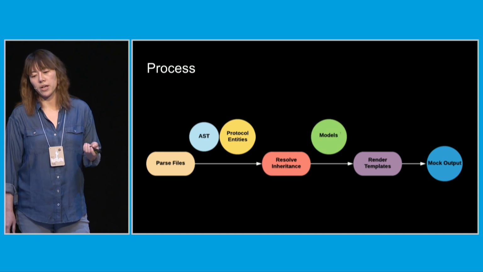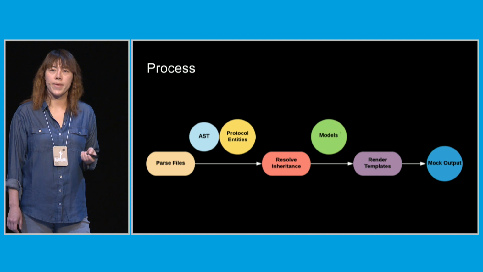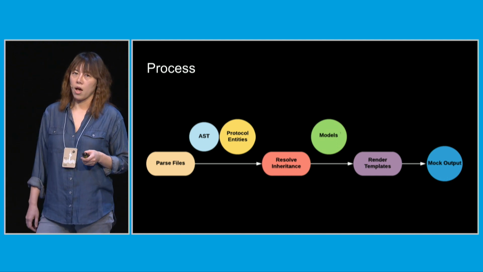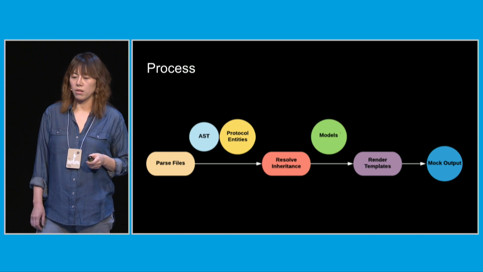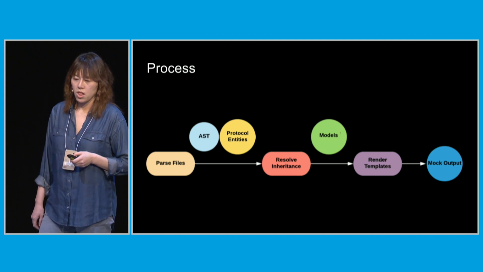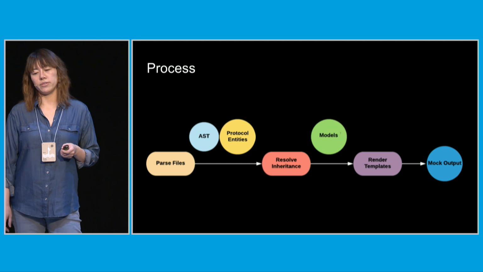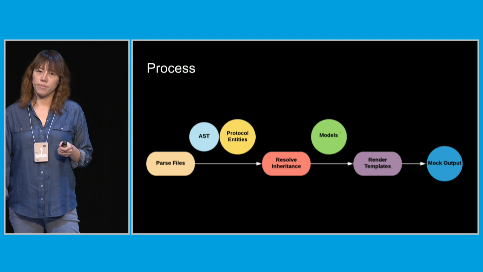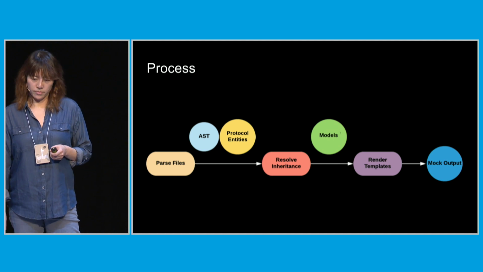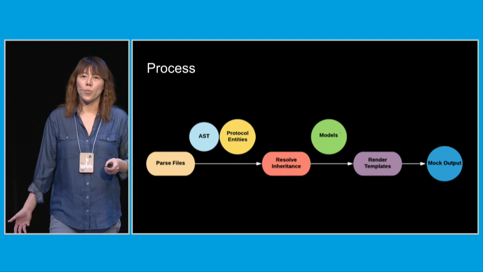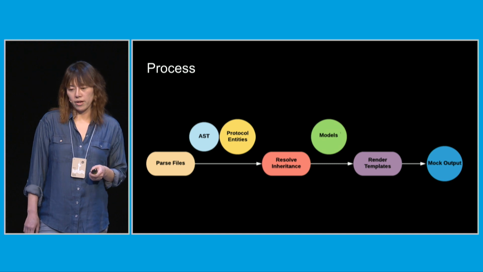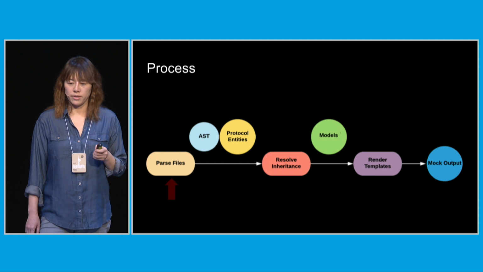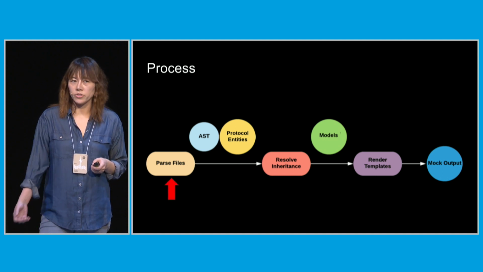First, we need to parse files, then perform type and annotation checks on the ASTs, and get a list of candidate protocol entities along with their metadata. Then we resolve inheritance and generate a set of unique models, which will then be rendered with templates. Then we have the final output, and we can save that to a file. Let's take a look at each one more closely, starting with the parser.